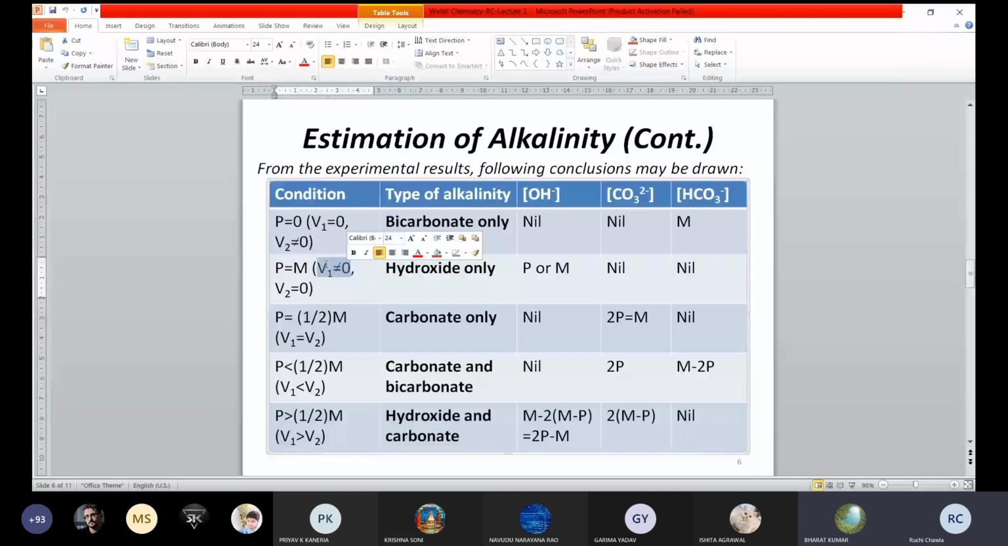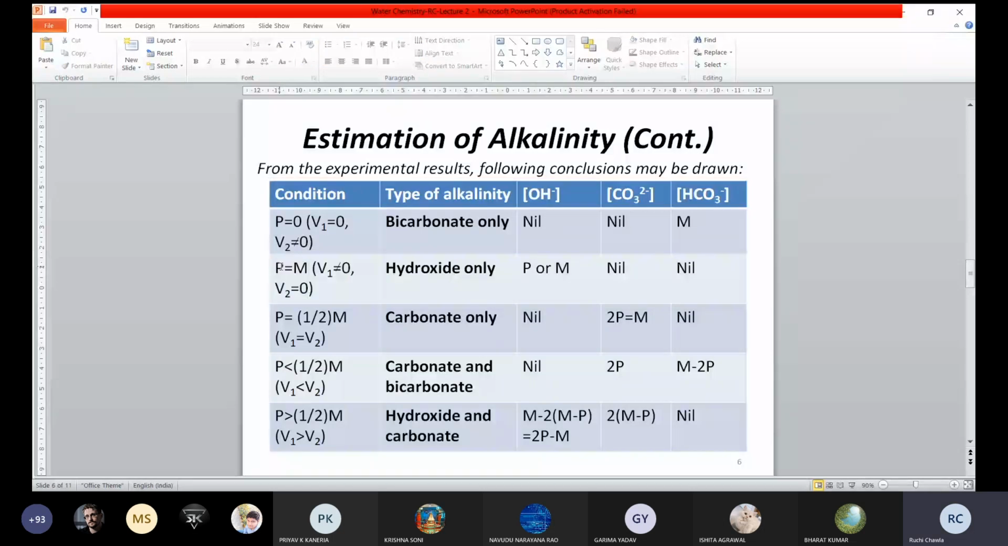V2 is 0, so you will not see yellow color. Straight away reddish pink. You will not add any acid for achieving pinkish red color. That means no yellow color. Straight away what you will see? Red, pinkish red color. Straight away. Is it clear? And if V2 is equal to 0, that will mean P is equal to M.